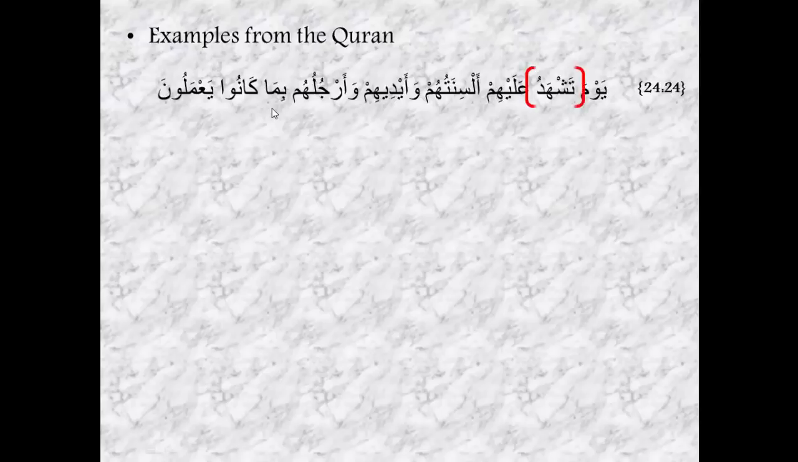We have تَشْهَدُ, يَوْمَ تَشْهَدُ, on the day when their tongues, hands, and feet will testify. Tashhadu means to testify. Testify against them about what they used to do. يَوْمَ تَشْهَدُ. So this is an example of a verb conjugated for hiya. Hiya tashhadu, hiya taf'alu.